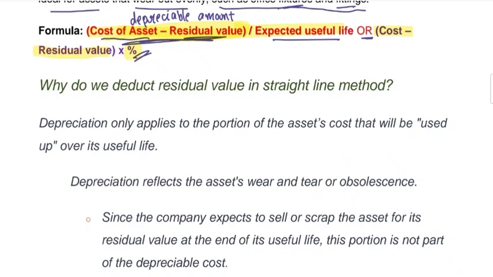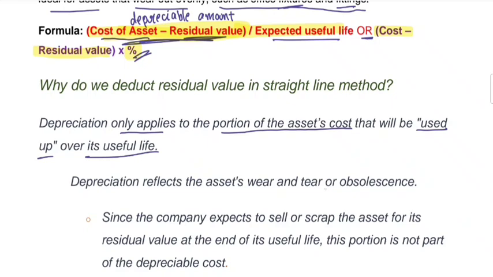We have just said that this is a depreciable amount that is going to be spread across the life of the asset. But why are we not simply taking the cost of the asset and spreading it? Why are we deducting the residual value? Depreciation only applies to the portion of the asset's cost that will be used up over its useful life. Used up in what sense? Used up in generating economic benefits for the entity. We are going to consume that portion of the cost over its useful life.